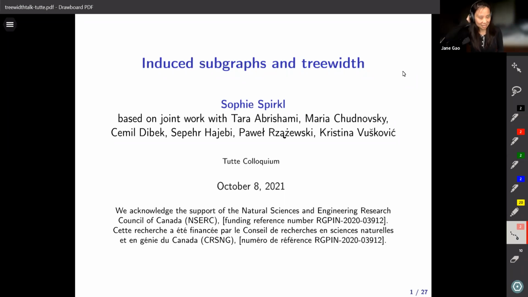So she graduated from Princeton in 2018 and then worked as a postdoc at Rutgers and Princeton afterwards. And last year she joined our department. So Sophie's research is in structured graph theory, and she's going to talk about induced subgraphs and treewidth. So take it away, Sophie.